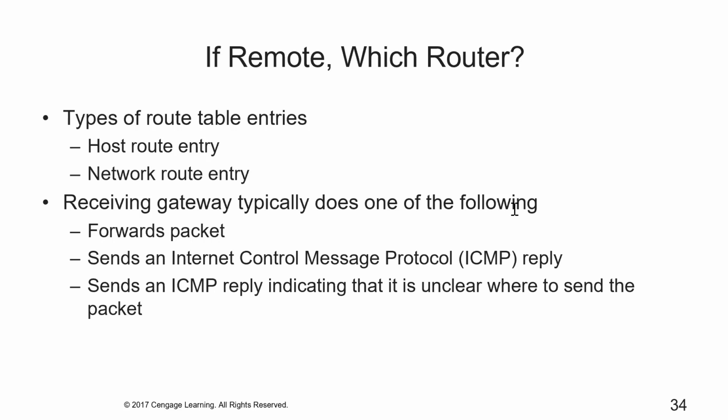Now, if it's remote, which router do you go to? There are various types of route table entries: the host route entry and the network route entry. The receiving gateway typically does one of the following. It either forwards the packet, or it sends an ICMP reply, or it sends an ICMP reply indicating it's unclear where to send the packet.